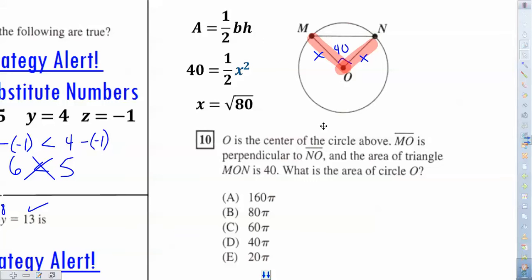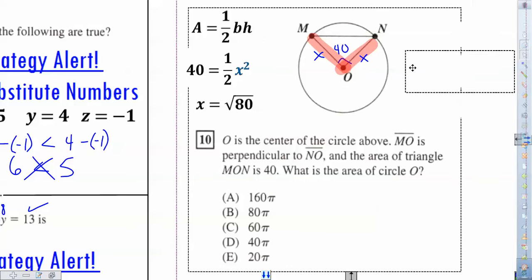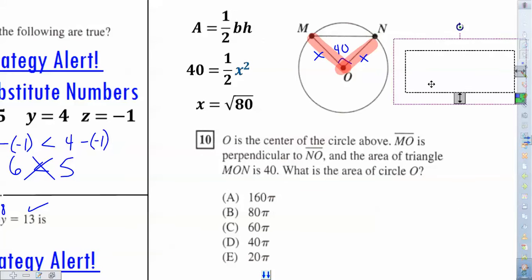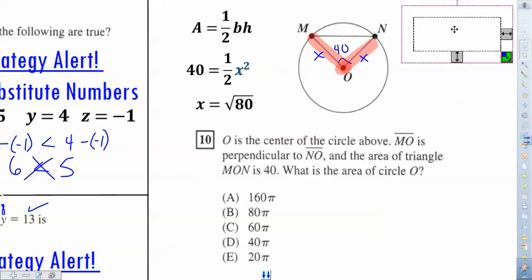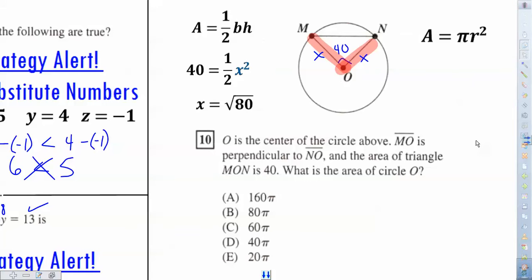So once we end up there, now we can finally figure out what the area of that circle is, remembering our good old area formula, which is pi r squared. We can drop in now our square root of 80, square the square root of 80. We end up with 80 pi.